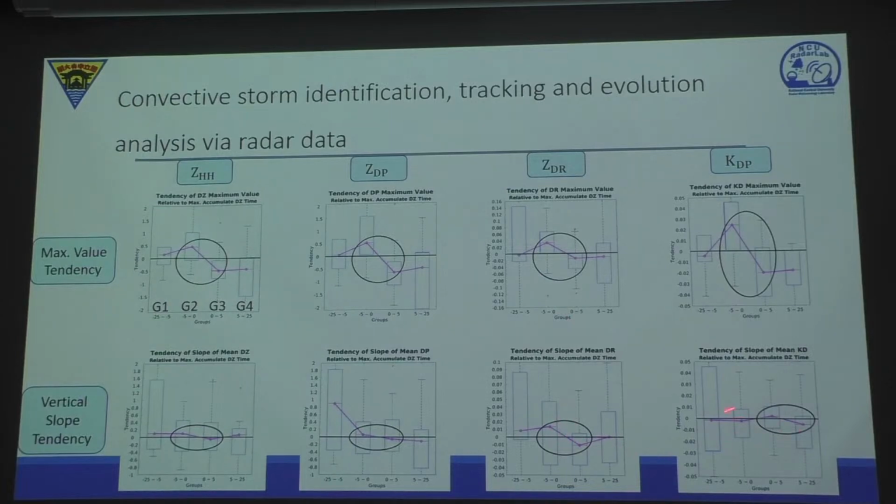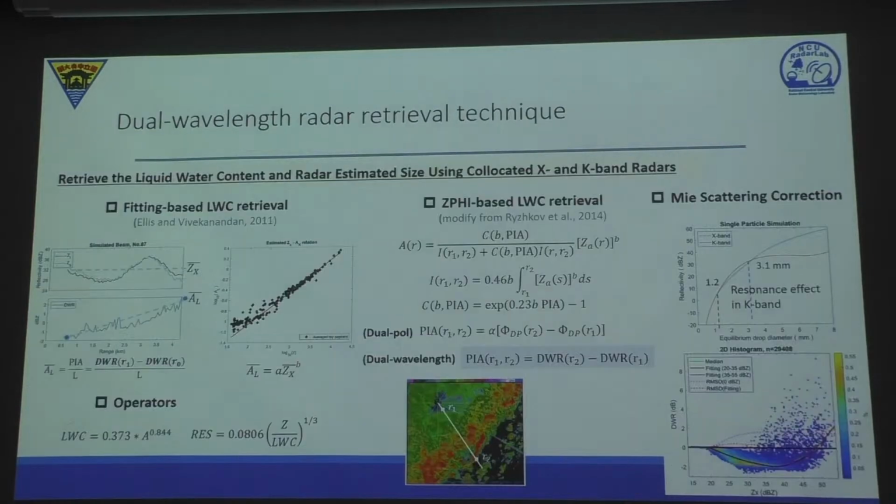So we also can see a similar thing for the KDP, but not as strong as the ZDR. And for the ZHH, we don't see as strong a signature as the ZDR either. So we found that ZDR shows the most differentiated signature between the developing stage and the dissipating stage. So this is a potential factor that we can use in the future to identify whether the system is developing or dissipating.